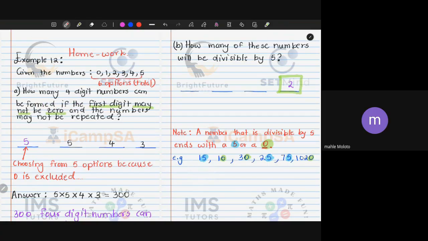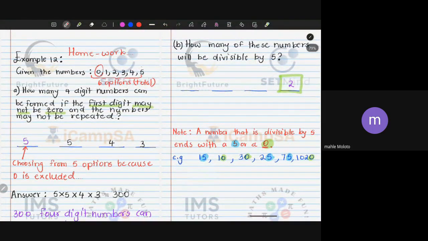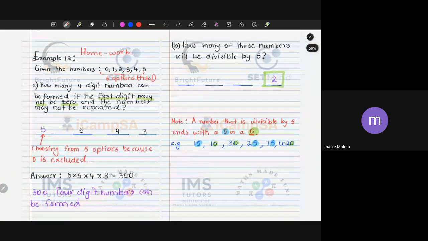2 options. Yep. So if you think carefully, it's either I put a 0 or a 5, which is why we have 2 here. Which means there's only 2 options for the last number because we want it to be divisible by 5. Do you understand? Yes. Right. Awesome. Thanks for that.